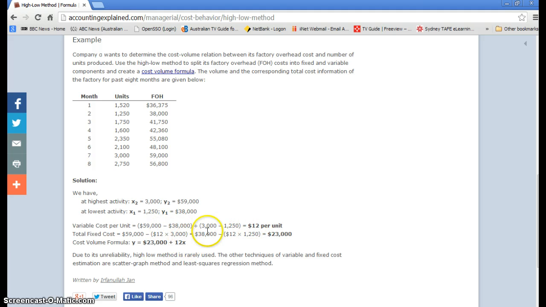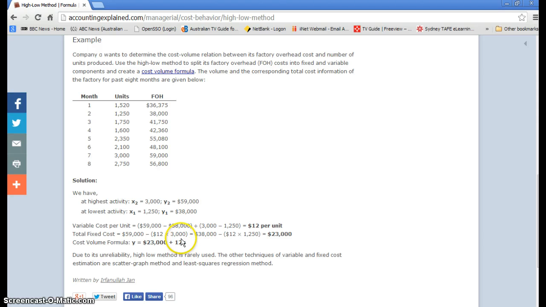Here x is the independent variable, or the units that we manufacture. Having found that, if I ask you what is the value for factory overheads when, say, for 2,000 units, you put in 2,000 there: 2,000 times 12 is 24,000 plus 23,000 will be 47,000. That will be the estimated factory overhead for 2,000 units.